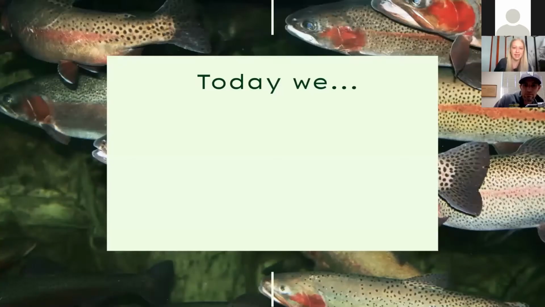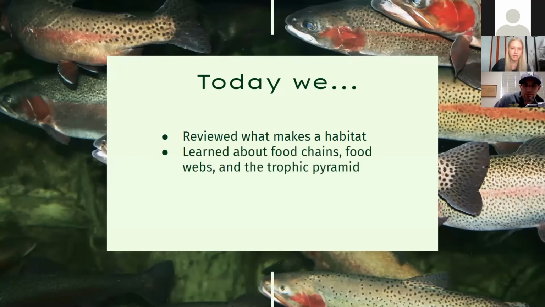So today we covered a whole bunch of information. We talked about what makes a habitat. So it has to have food, water, shelter, space, and we really focused on what that food was. We learned about the food chain, our trophic webs, and the trophic pyramid. So our food chain is that direct link. It's what eats the next thing. And then our food web is that connected food chain. And then we have our trophic pyramid, which is essentially the food chain or the food web, but with how many animals are in each stage.